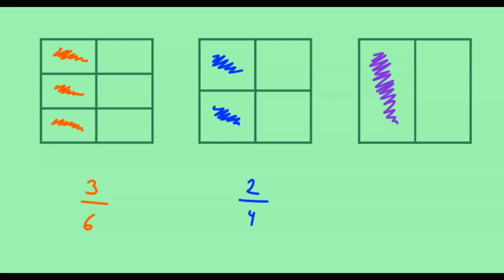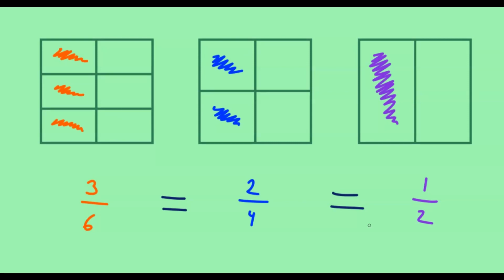And if we have a look at the last rectangle, we can see that there are 2 parts, and out of them just 1 is shaded. So what fraction does that represent? It represents 1 divided by 2. But we can see that the same proportion of all of the rectangles has been shaded. What does that mean? That just means that all of these fractions are the same. So 3 divided by 6 is equal to 2 divided by 4 is equal to 1 divided by 2.